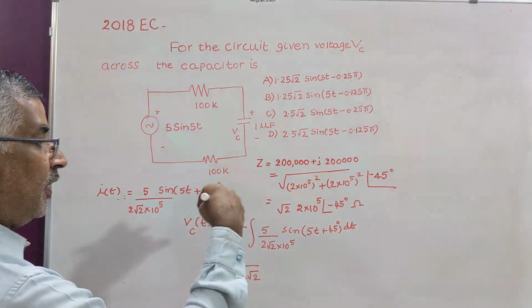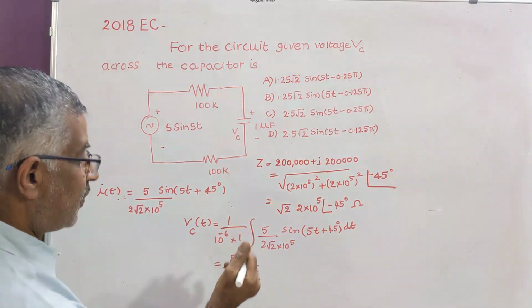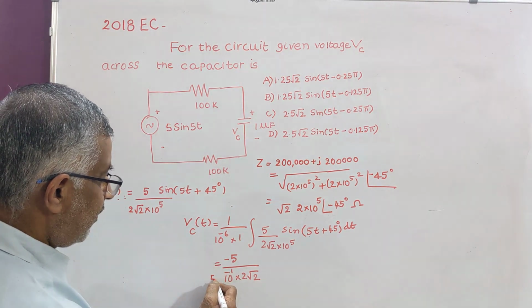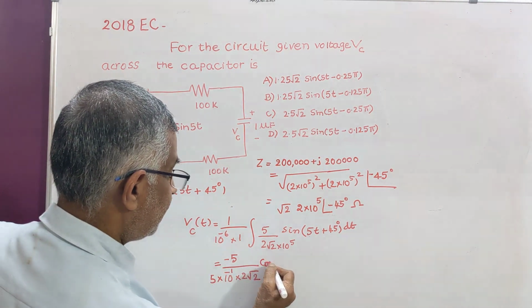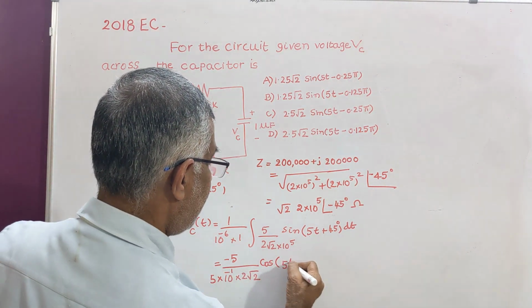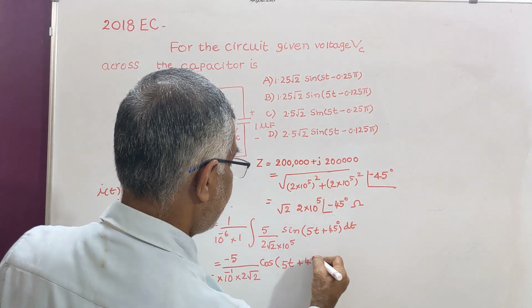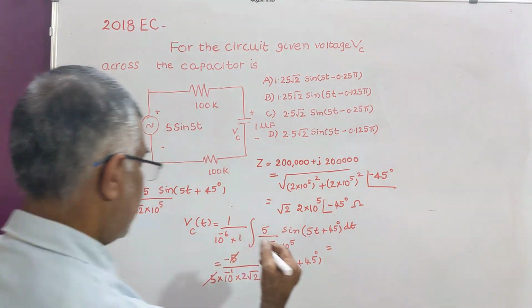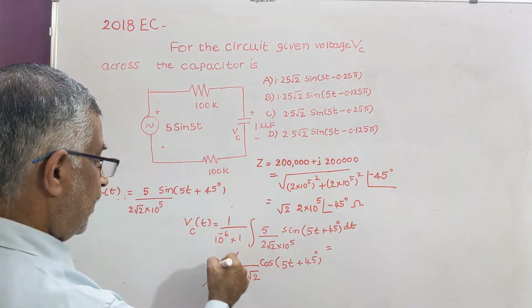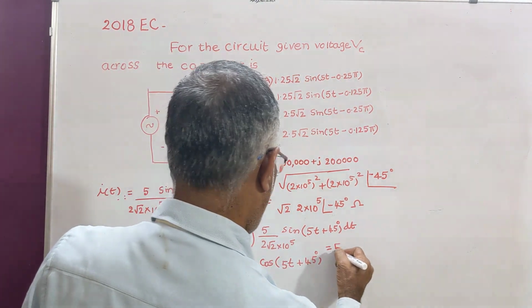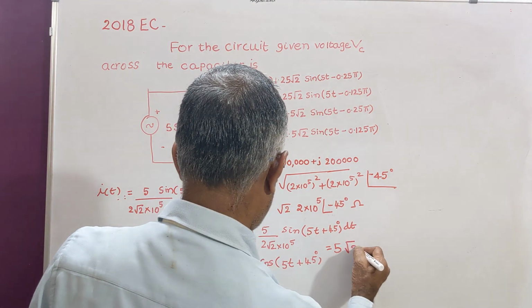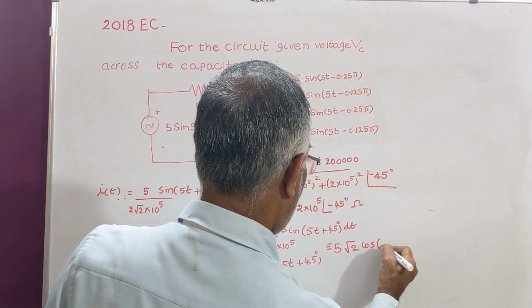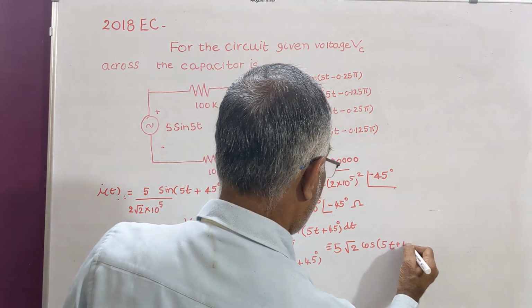Now integral sine function is cosine function, and 5 is there, minus 5 cos 5t plus 45 degrees. That is 5 get cancelled. So we get 5 root 2 minus 5 root 2 cos 5t plus 45 degrees.